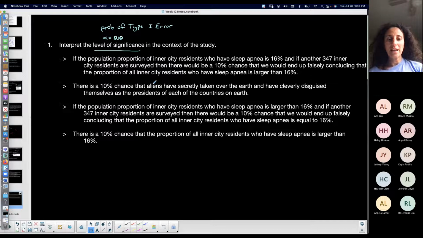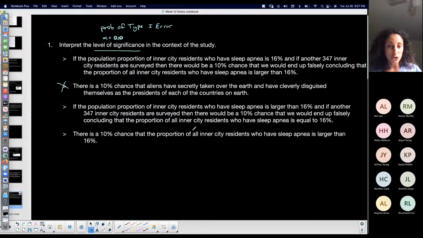There is a 10% chance that aliens have secretly taken over the Earth. Okay, that's probably not true. Yo, I didn't even put that there. Okay, that was probably just there for fun. That's hilarious. Wait, and have cleverly disguised themselves as the presidents of each of the countries on Earth. Oh man, that's funny. Okay. Could be true. I don't know. All right. There is a 10%. I'm going to the small ones first because I'm assuming they're wrong, by the way. When you guys have these multiple choice of level of significance and then I'll do p-value, it's highly possible it's the longer ones. But let's see.